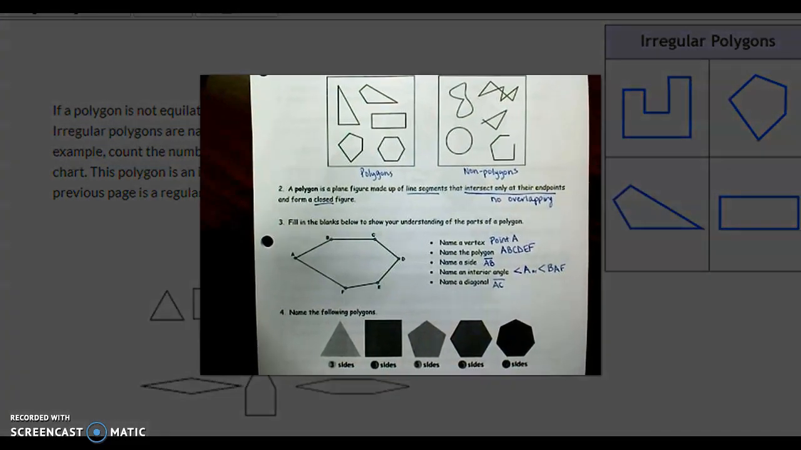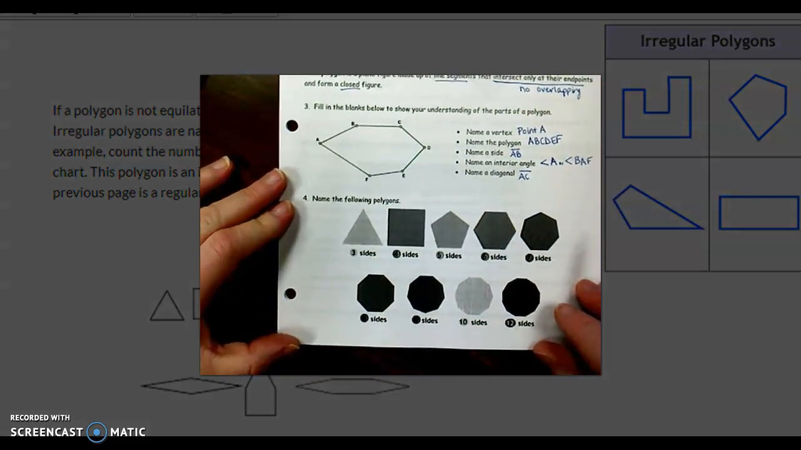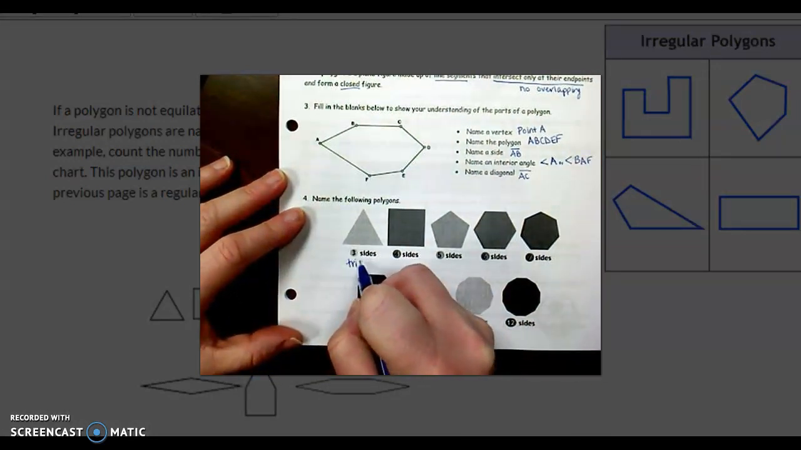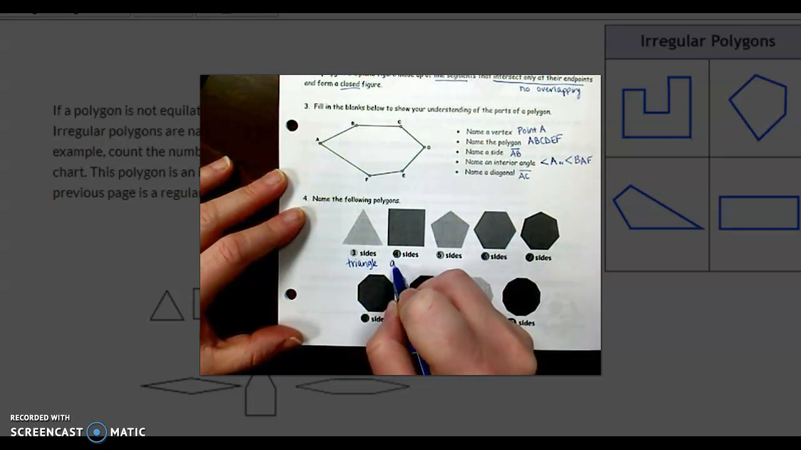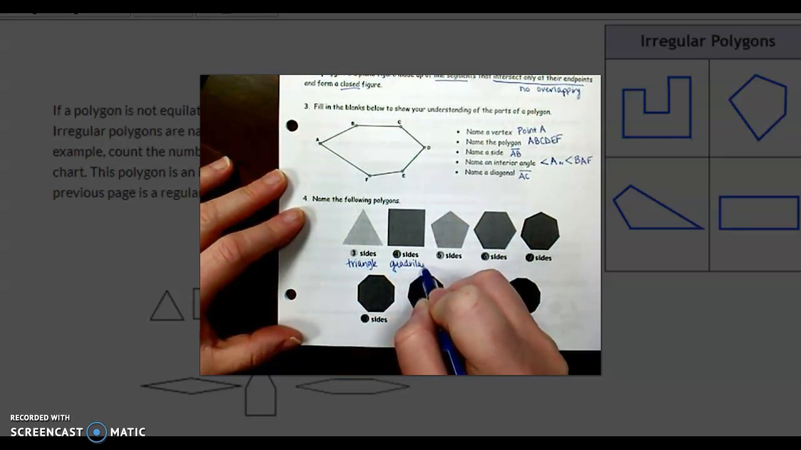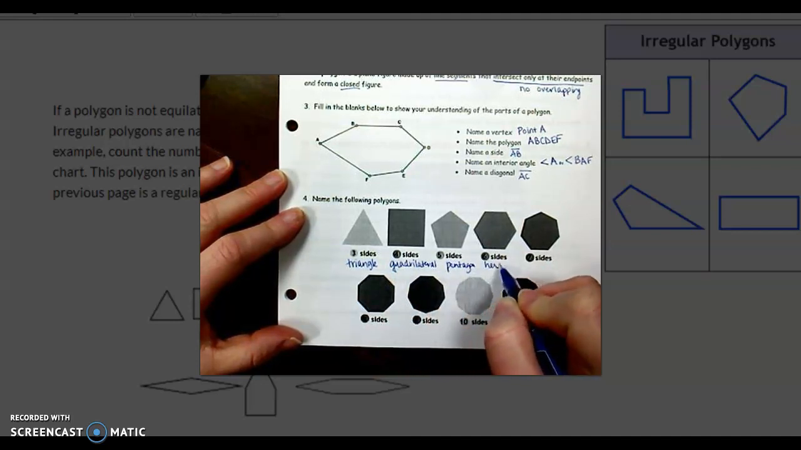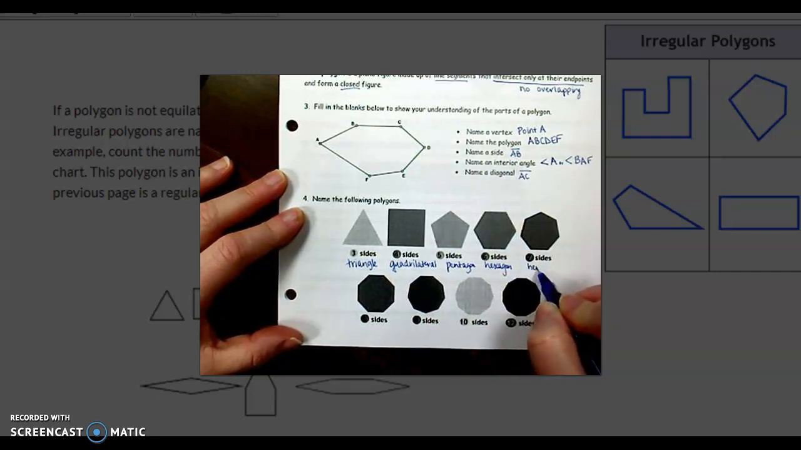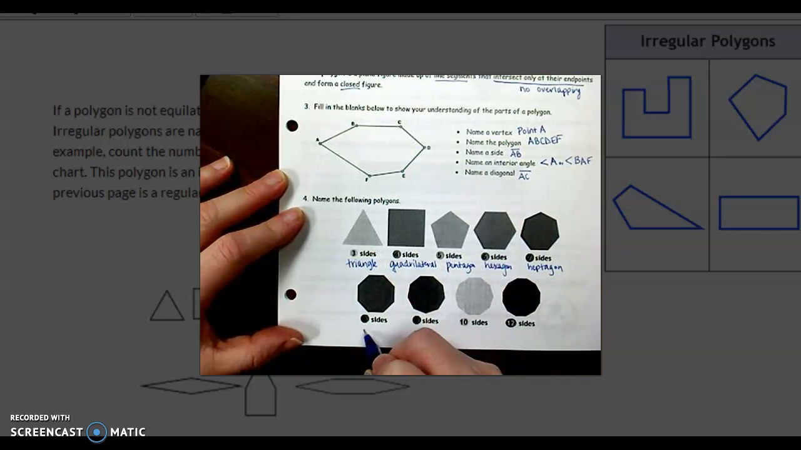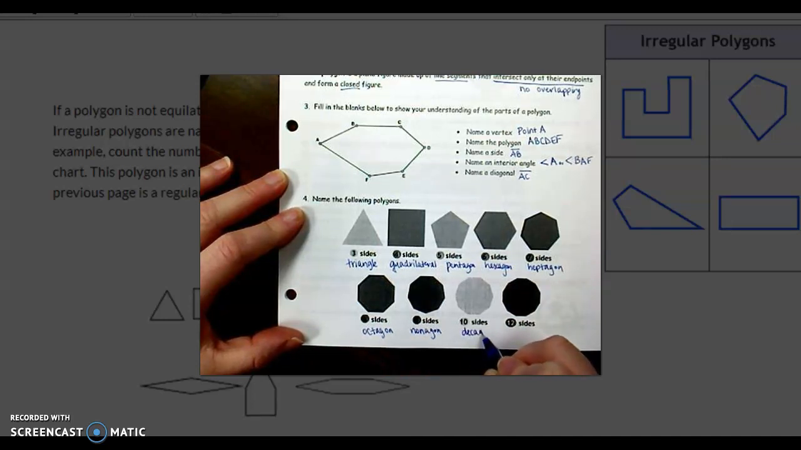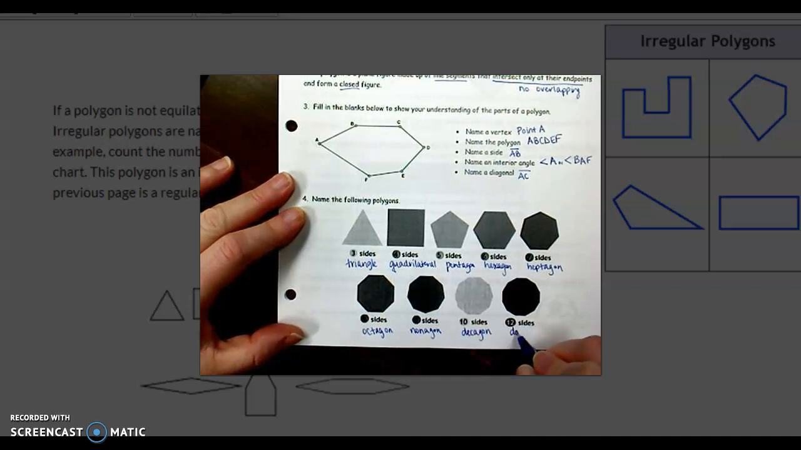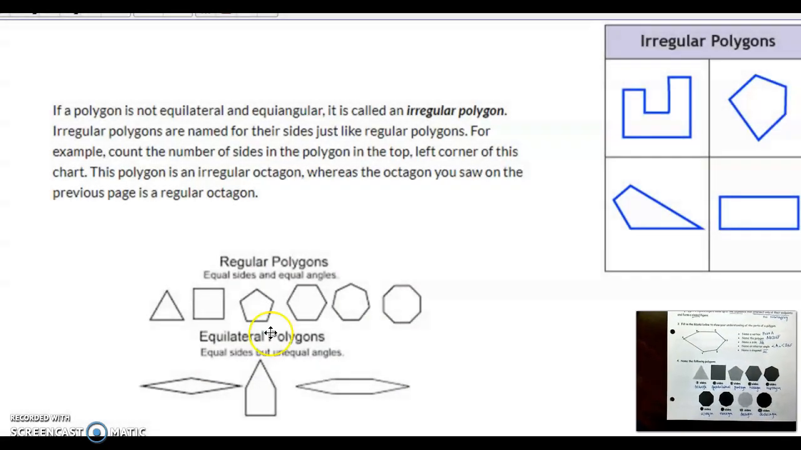So let's look at your notes. Make sure you have these labeled here. A 3-sided figure is a triangle. 4-sided is a quadrilateral. 5 sides is a pentagon. 6 sides is a hexagon. 7 sides is a heptagon. 8 sides is an octagon. 9 sides is a nonagon. 10 sides is a decagon. And 12 sides is a dodecagon. So you can pause this if you need to get those down.